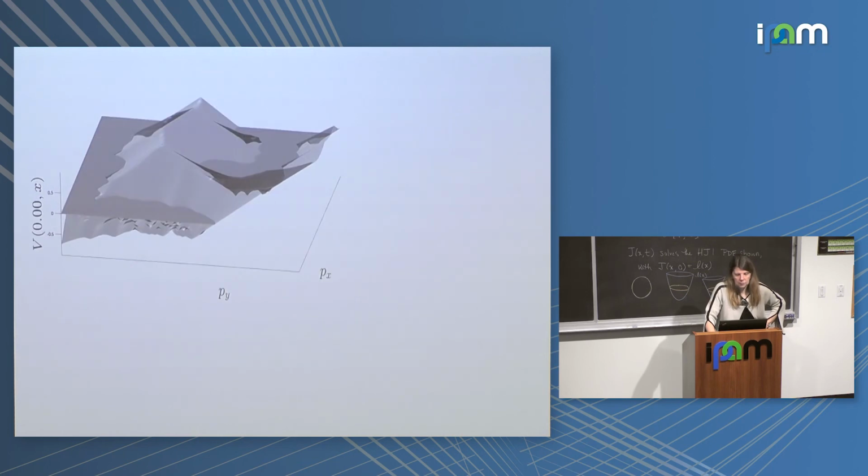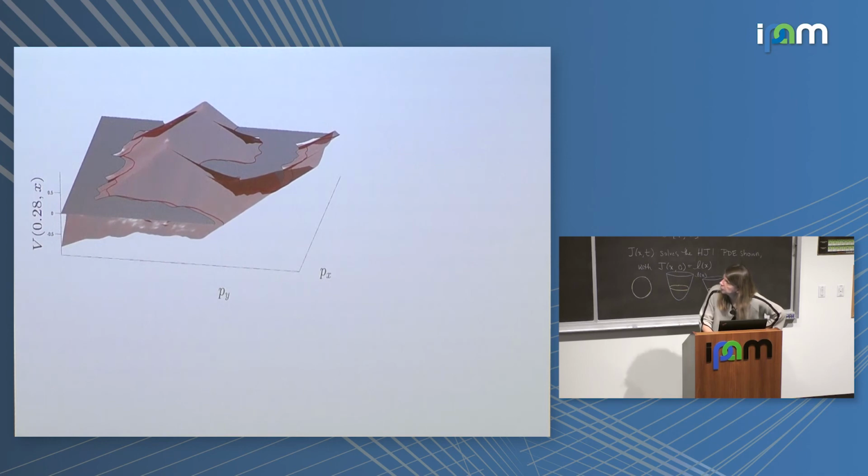So you can do this Hamilton-Jacobi computation, which is computed here. The red set, the interior of the red set, represents the controlled invariant set for all time based on that Hamilton-Jacobi computation.